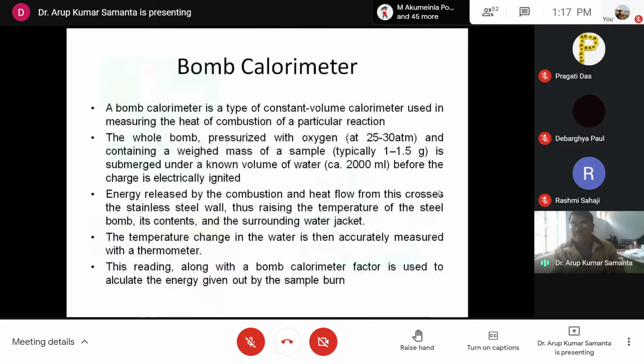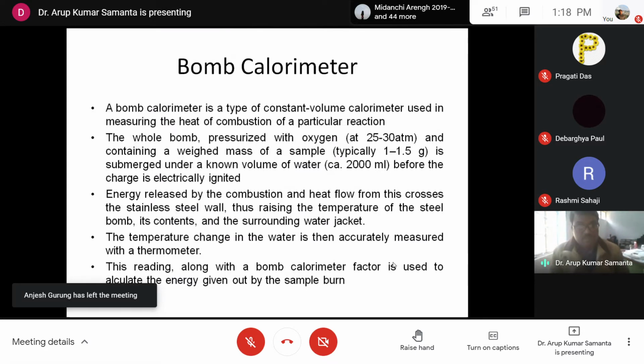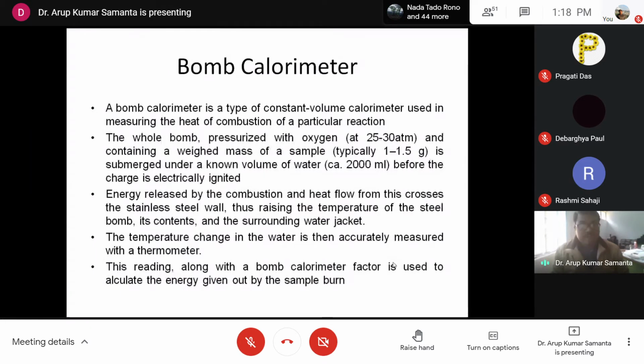Here it is written that a bomb calorimeter is a type of constant volume calorimeter used in measuring the heat of combustion, or gross energy. The whole bomb is pressurized with oxygen at 25 to 30 atmospheric pressure and contains a weighed mass of sample, typically 1 to 1.5 gram. It is submerged under a known volume of water.